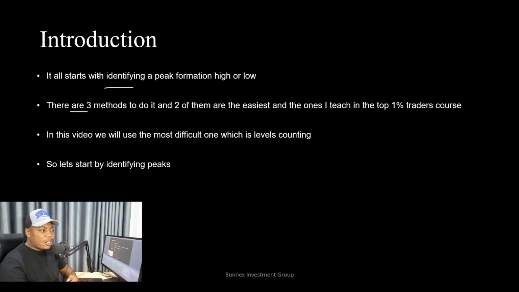Alright, so it all starts with identifying a peak formation high or peak formation low. There are three methods to do it, and two of them are the easiest, and the one that I'll teach in this video is the most difficult. The easiest ones, I teach them in the top 1% traders course, where I tried to simplify as much as I can to trade the markets. So in this video, we'll use the most difficult one, which is basically levels counting. So let's start by identifying peaks.